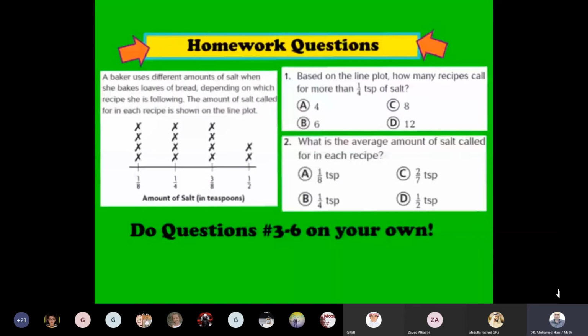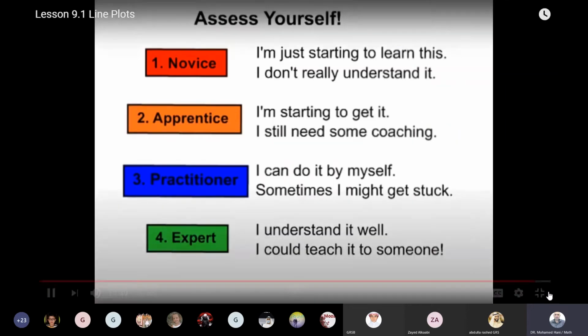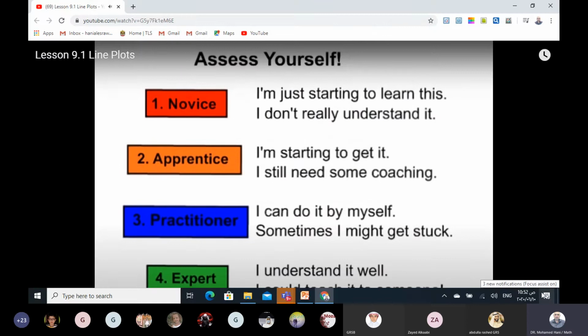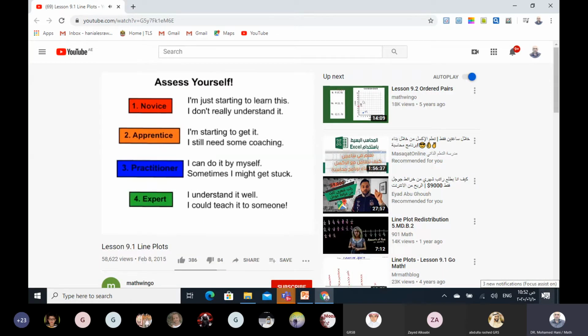Now, as your homework for tonight, you need to complete question number 1 and question number 2, as well as numbers 3 through 6 found in your Go Math workbook on page 184. Don't forget, somewhere on your homework page, I want you to assess yourself. Do you feel like you're number 1, a novice, number 2, an apprentice, number 3, a practitioner, or number 4, an expert?